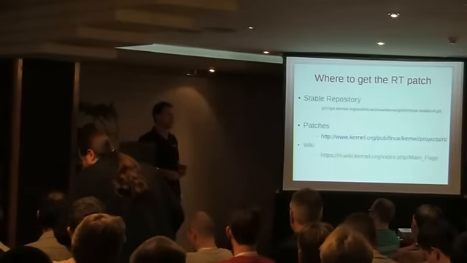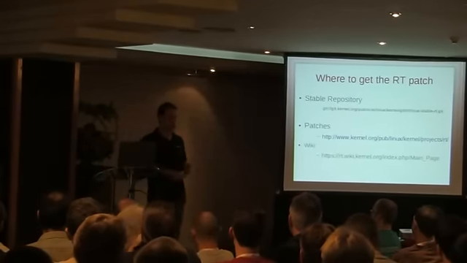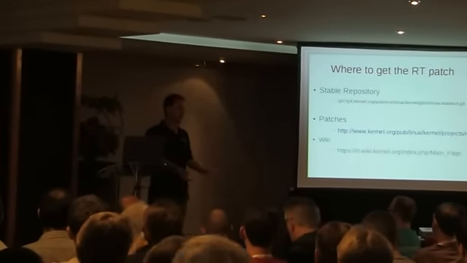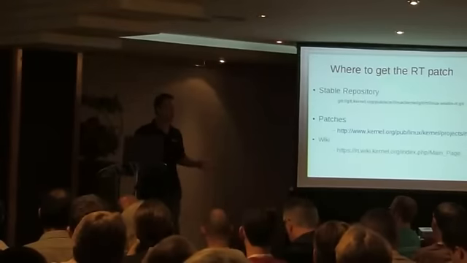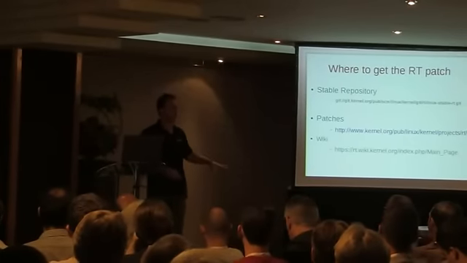Ben Hutchings is doing 3.2 for Debian. He asked me if I could do an RT patch for him. I said, sure, so I'm maintaining 3.2 as well. As long as they maintain it, I'll maintain it. Once they stop maintaining it, I stop maintaining it there. Like, when 3.0 is done by Greg Kroah-Hartman, I'm done with 3.0-rt as well.